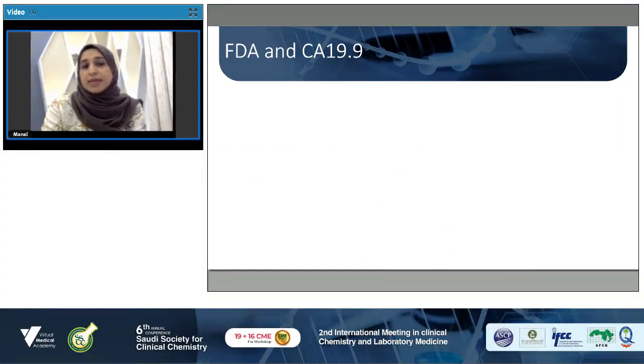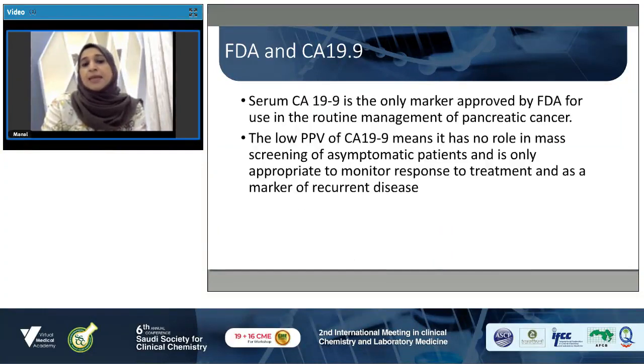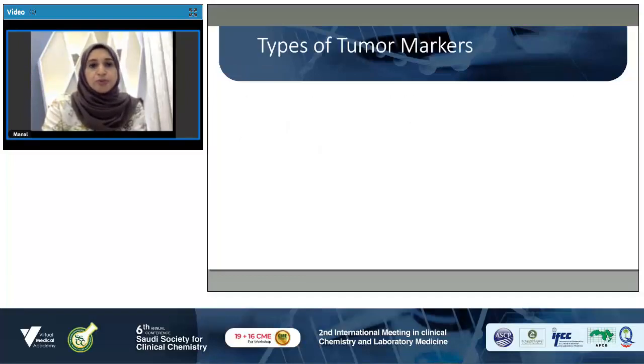What does the FDA say about CA19.9? CA19.9 is the only marker approved by the FDA to be used in the routine management of pancreatic cancer. However, the low positive predictive value of CA19.9 means it has no role in mass screening of asymptomatic patients, and it's only used for monitoring response.